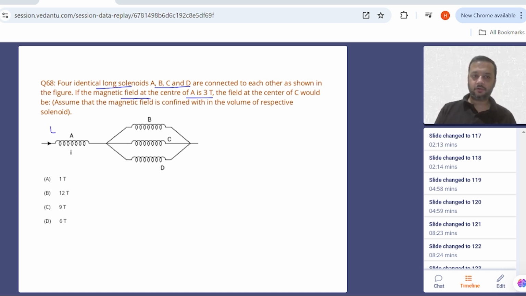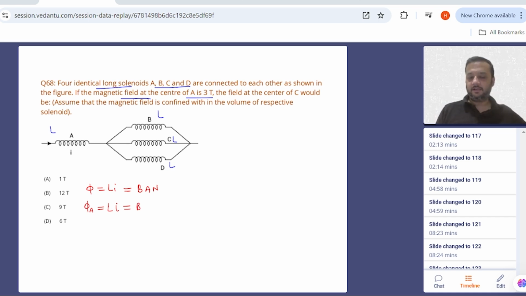Since these are identical solenoids, each will have inductance L. Now we know that flux in each solenoid can be written as phi equals Li, and that can also be written as magnetic field times the cross-sectional area of the solenoid times the number of turns. For solenoid A, the flux phi A will be equal to L times I, where I is the current in the first solenoid.